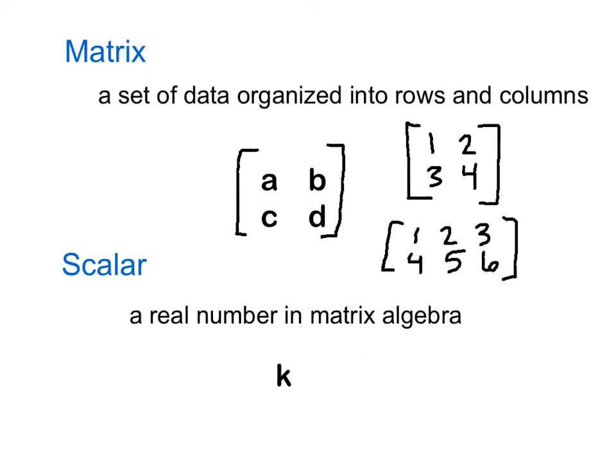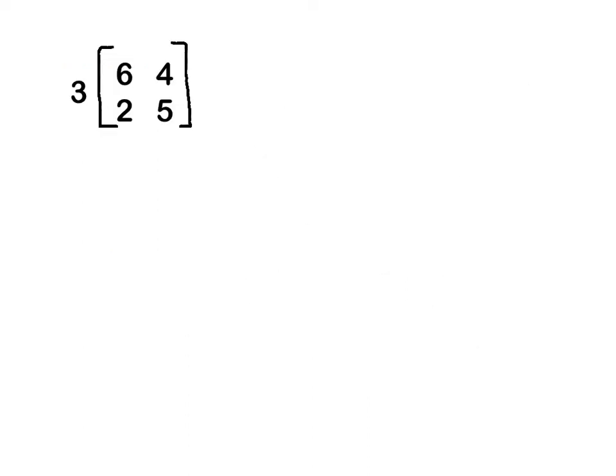That's what a matrix is. And a scalar is just a real number. And we use the letter k to represent this, but a scalar could be anything from 1 to 5 to 277. A scalar is just a real number in matrix algebra.